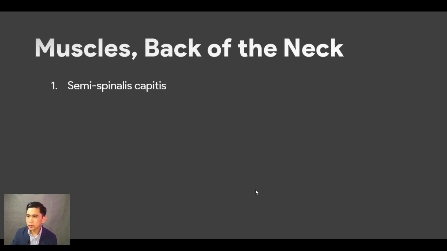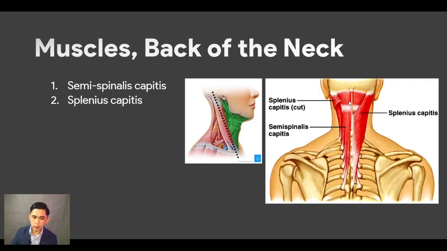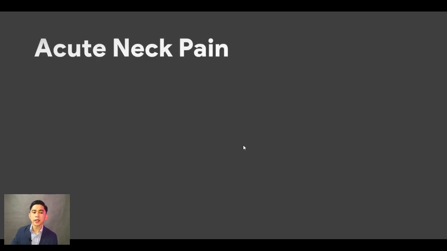So let's go now to the semispinalis capitis and the splenius capitis. This is found more at the back near the head. We have here the splenius capitis and the semispinalis capitis. No? It is deeper than the splenius capitis, and these function to hold the head in place and also to flex on one side and the other.